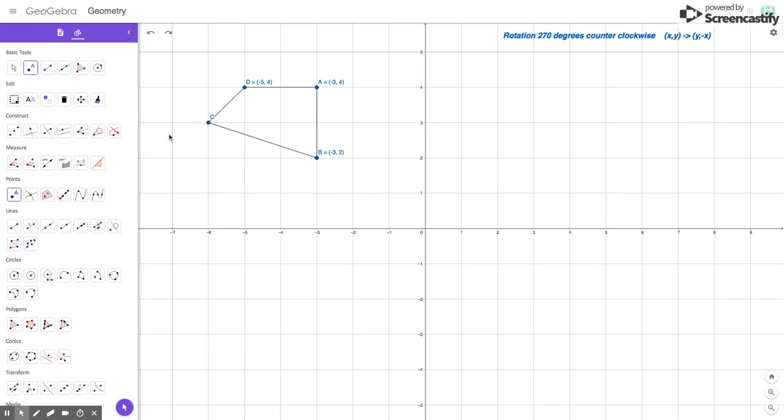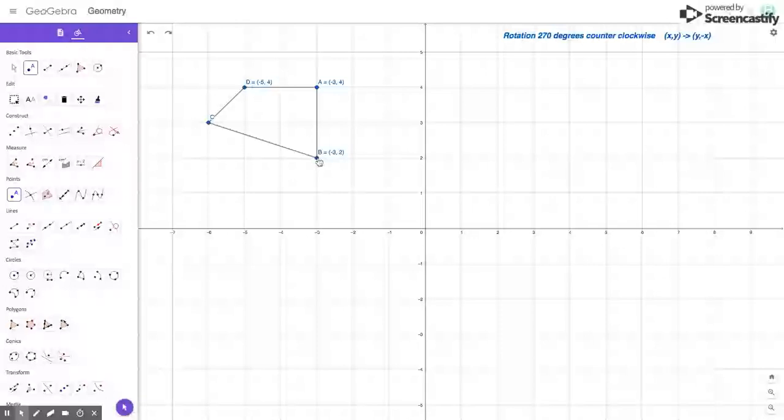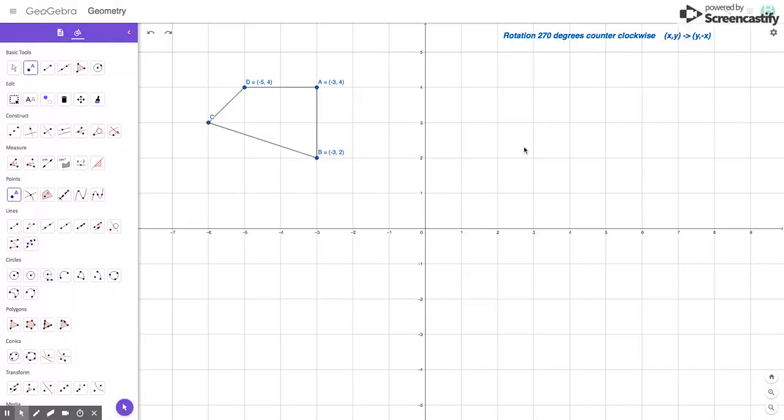So first I'm going to talk about how to rotate B 270 degrees counterclockwise. So 270 degrees would move it 3 quadrants. That would be about 90, 180, right? 180 would be halfway around a circle, and then 270. So when you rotate something 270 degrees, it's going to move 3 quadrants in that direction. Now, rotating 270 degrees counterclockwise is also the same as rotating 90 degrees clockwise.